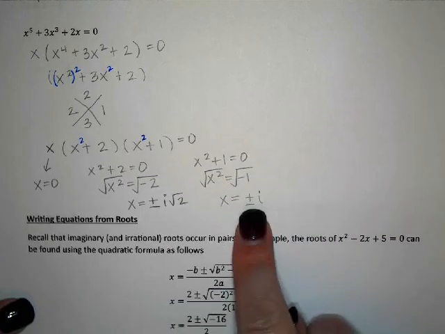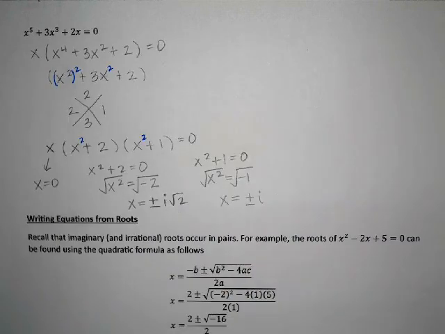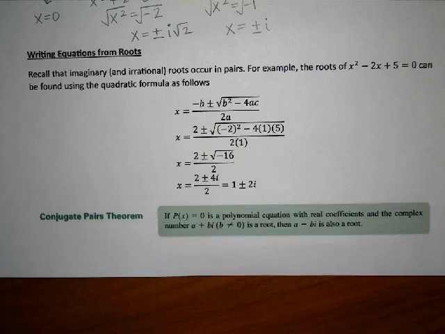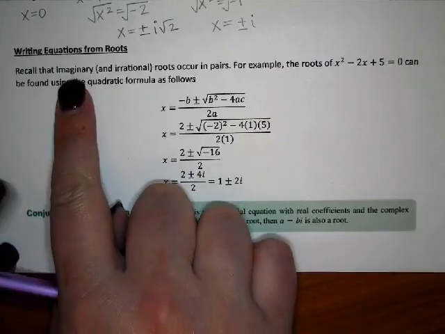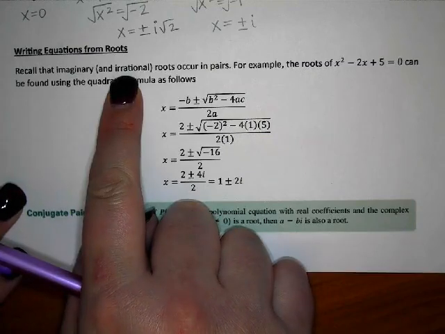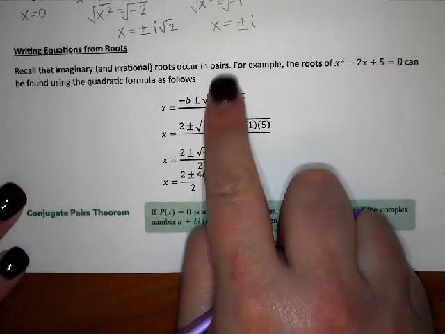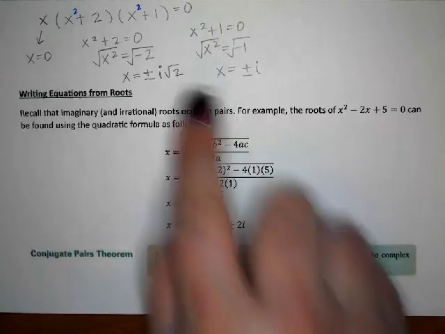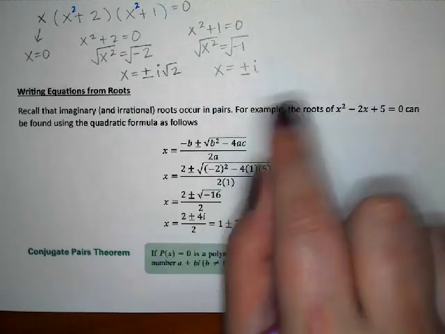All right. For the next part of the notes, we're going to go backwards. So we're going to take the roots that we have and we're going to write equations from them. So before we really get into that, I want you guys to recall that when we find imaginary roots and irrational roots, meaning roots that have radicals in them, those roots always occur in pairs. So this is a radical, it's imaginary and radical, but plus or minus. Here it's imaginary plus or minus. Up here, imaginary, it's got a plus or a minus.